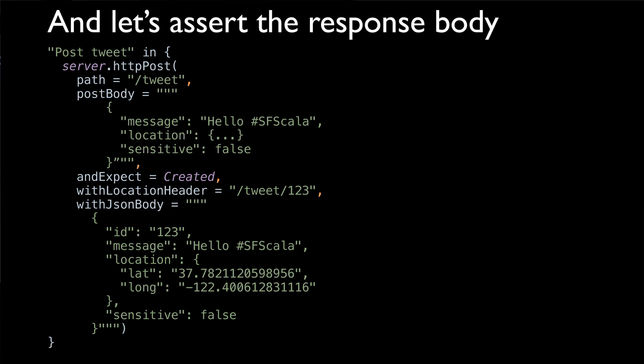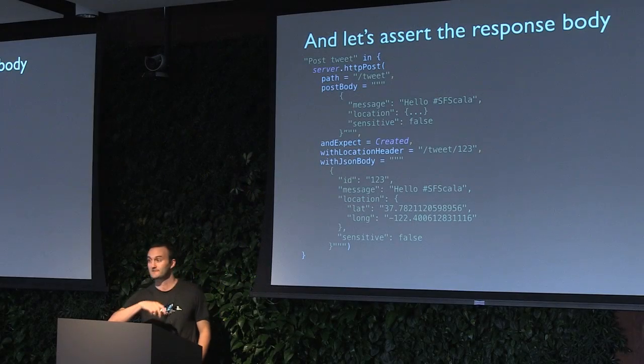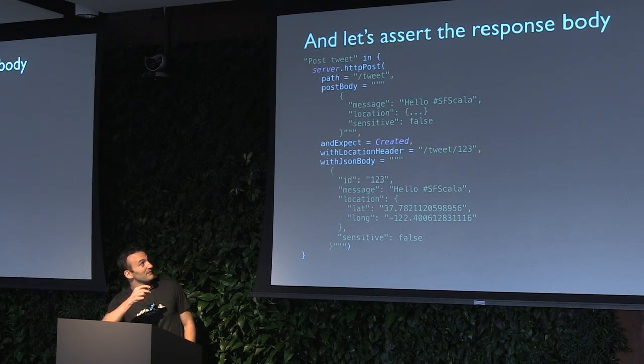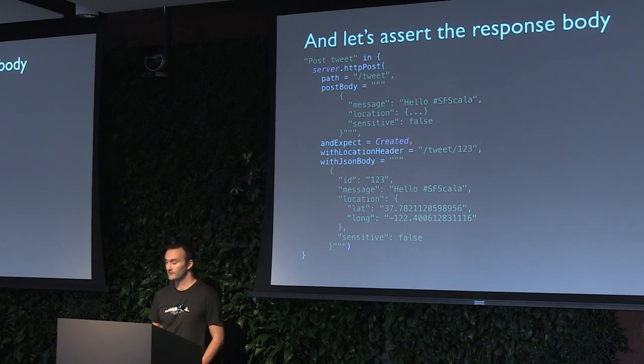So now let's run that test. Before we run it, let's do one additional assertion. Let's also assert that there'll be a JSON body returned back to us. And in this case, it's going to mirror the same JSON that was posted, except there's an additional ID field, the ID of the tweet that was created. Now let's run the test.